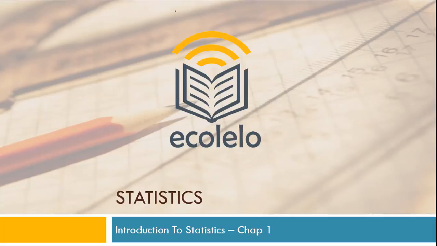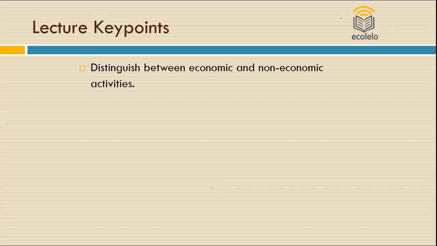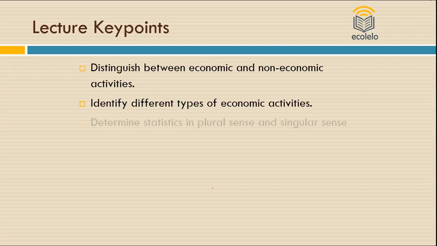So let's begin our chapter 1, Introduction to Statistics. So what are the lecture key points? You're going to distinguish between economic and non-economic activities. Again, it's a very basic thing, but yes, we are going to touch upon it. We are going to identify different types of economic activities.